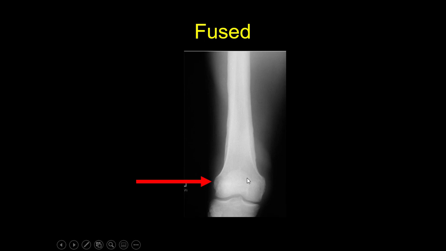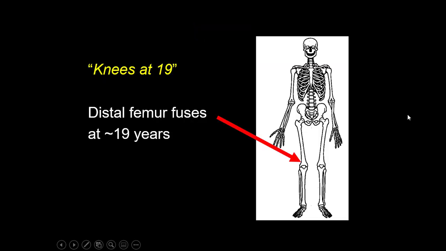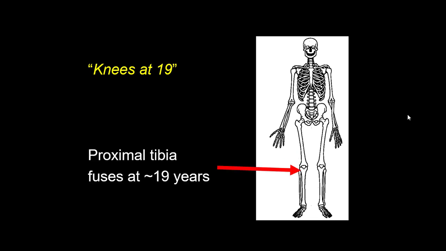This is the distal femur, and it's completely fused. Knees at 19. Everybody say knees at 19, because that's the age when your knees fuse together. Your distal femur fuses when you're 19. Your proximal tibia, the knee joint, is sealed shut. Most people are done growing by age 19.